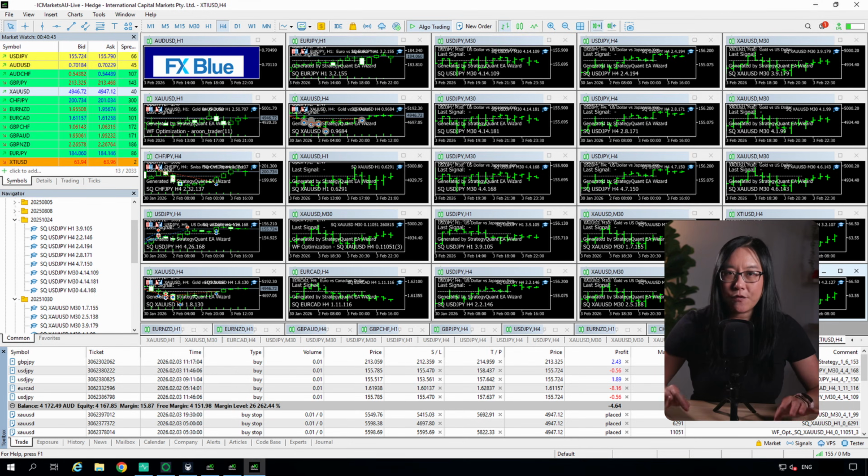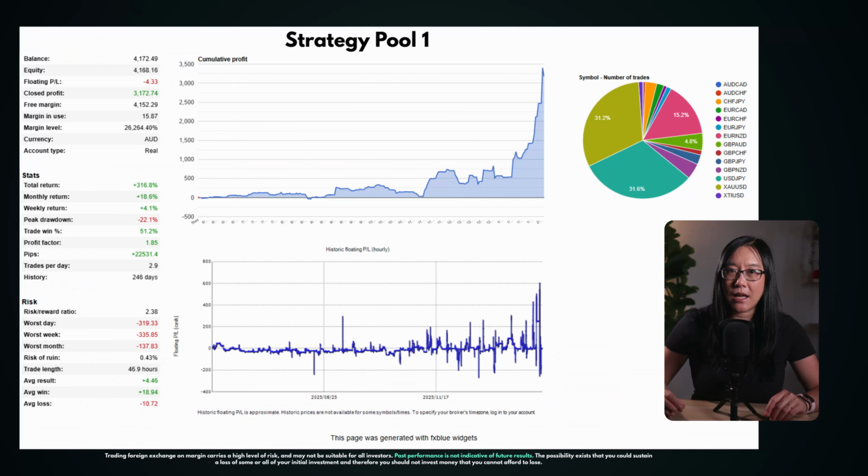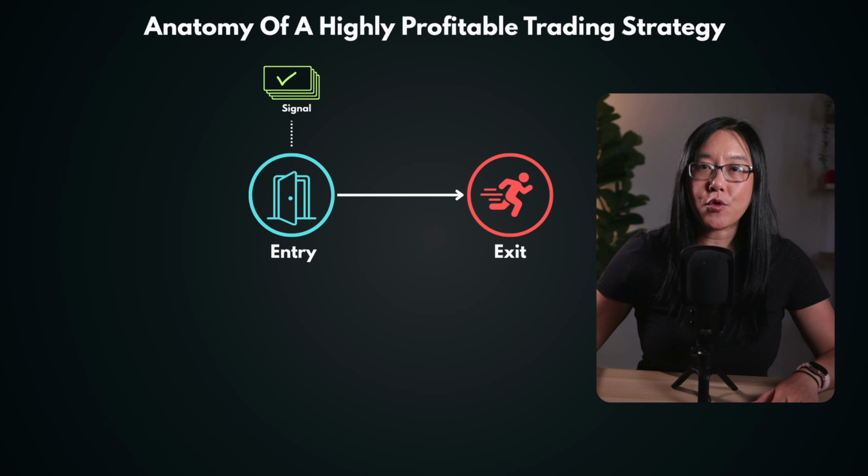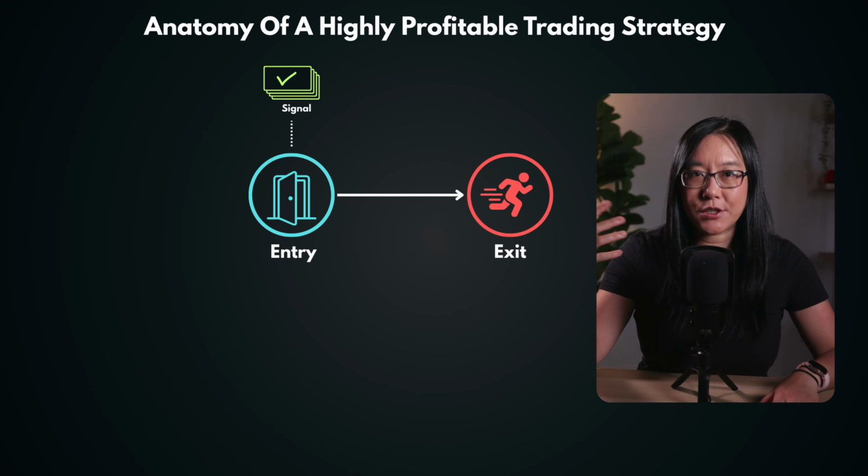This strategy formula is exactly how my strategies are built, like this small portfolio of 33 strategies, which has returned 316% with a drawdown of 22% over the span of 246 days. So in this video, I'm going to show you each of the 7 parts, what they are, and examples of each. Let's begin with the entry criteria, which I am going to call a trading signal.